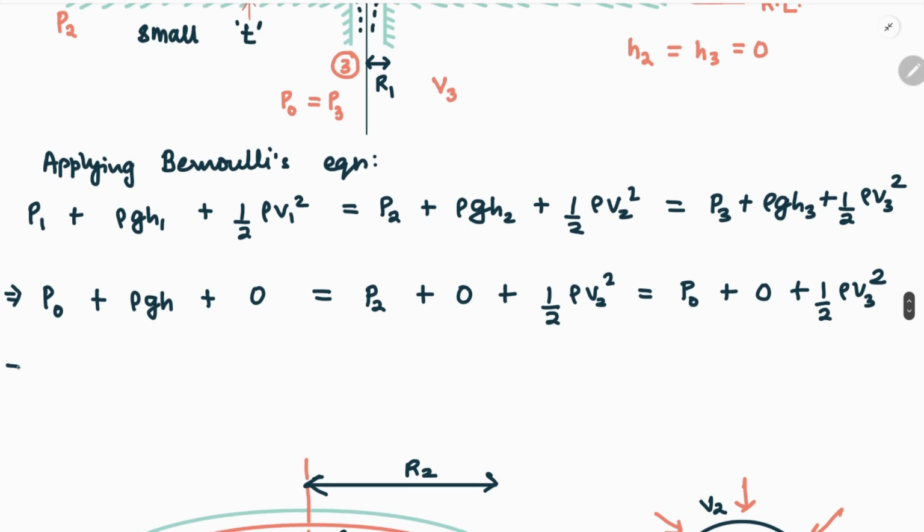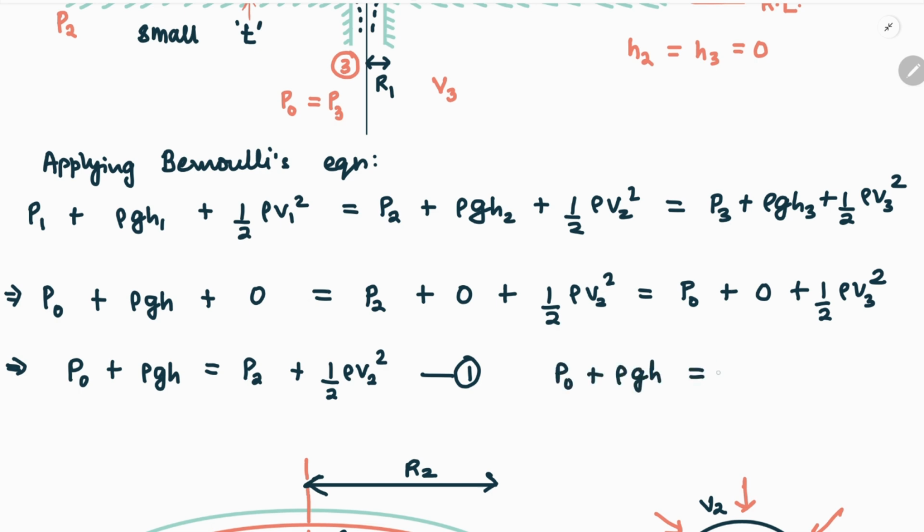So from these three expressions that we have, we can equate either of them to obtain two equations. So we get P0 plus rho g h equals P2 plus half rho v2 square, and this will serve as equation number 1. And then we write P0 plus rho g h equals P0 plus half rho v3 square, and this will serve as equation 2. Over here if we eliminate P0, we will get two important aspects. Rho g h can also be written as half rho v3 square, or v3 can be written as root 2 gh. So we will use both of these later in the problem.